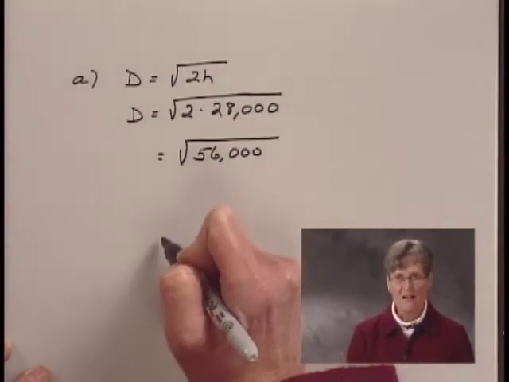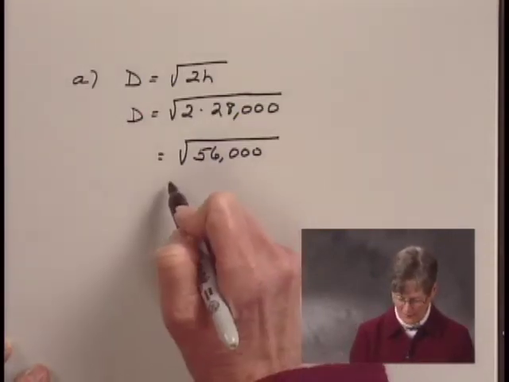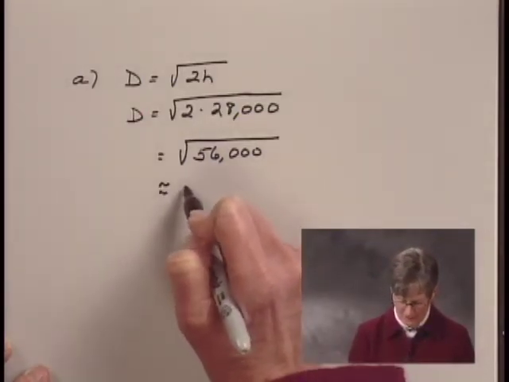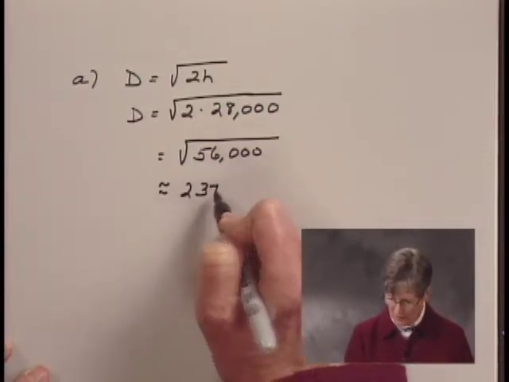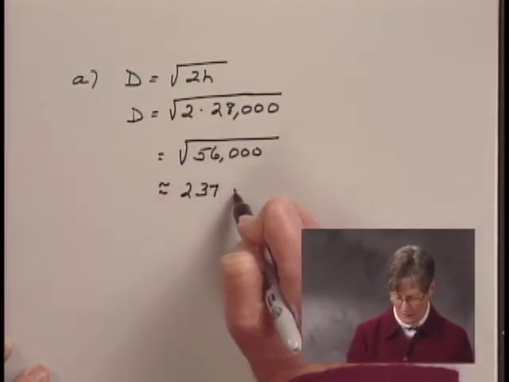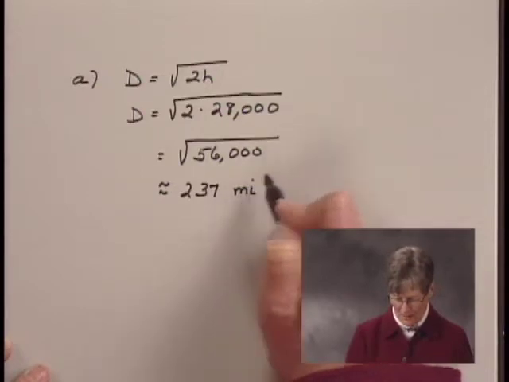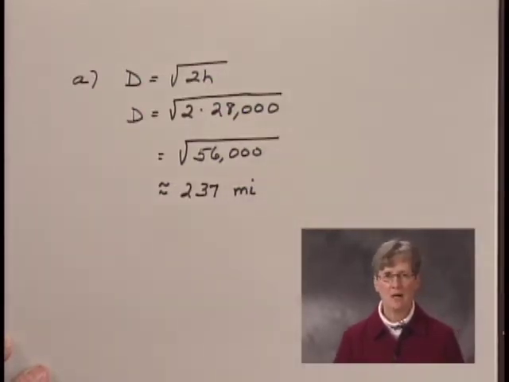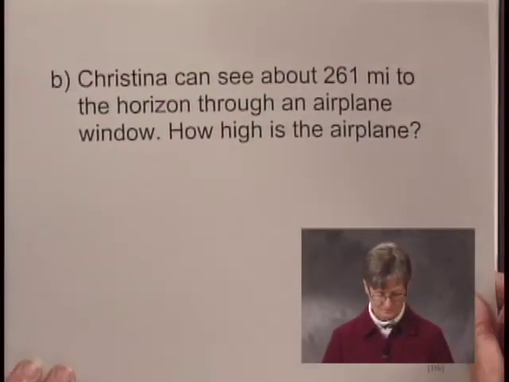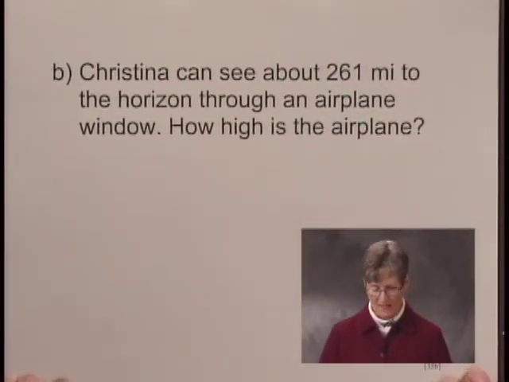And when we use a calculator to approximate the square root of 56,000, we get approximately 237. So the distance that you could see from that height is approximately 237 miles. Now there's a second part to the problem as well. Christina can see about 261 miles to the horizon through an airplane window. How high is the airplane?